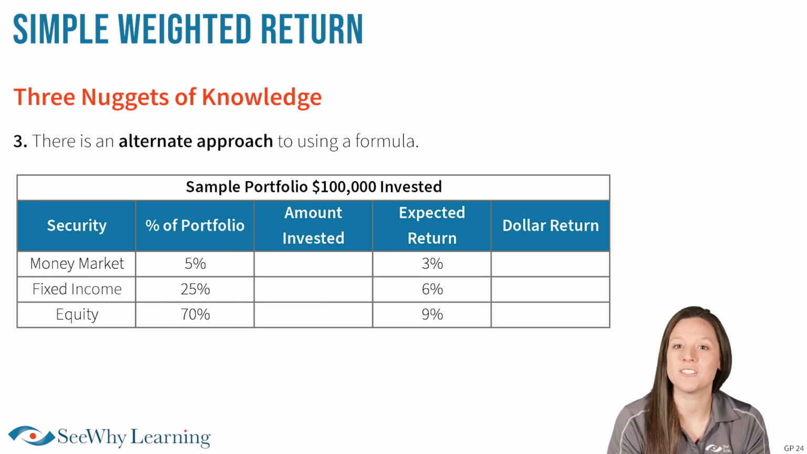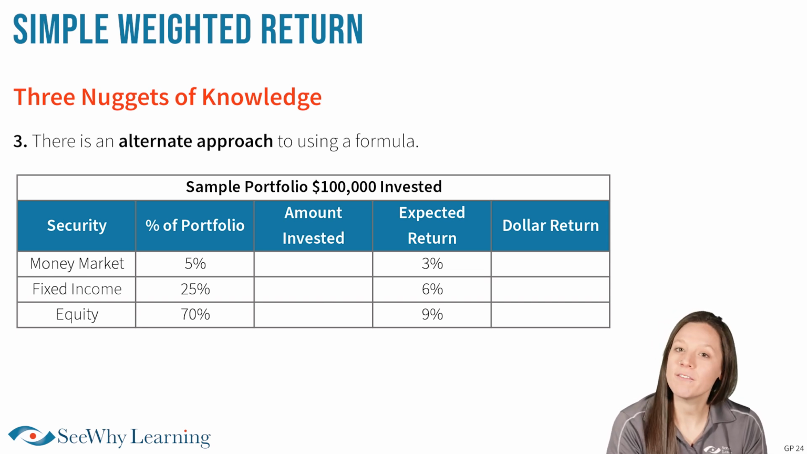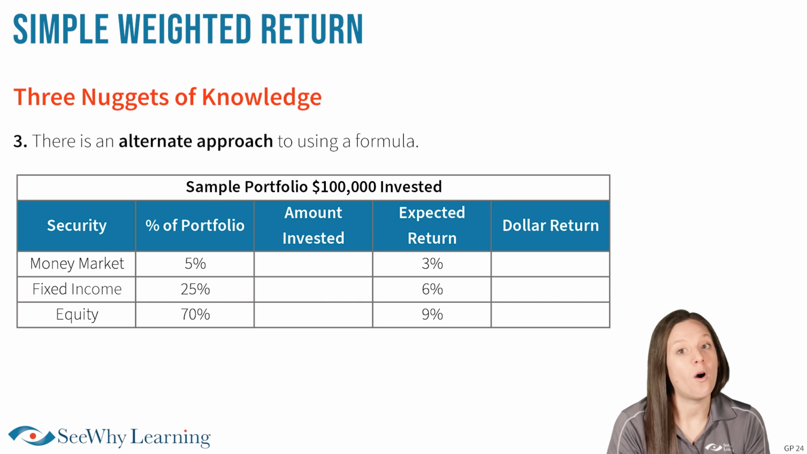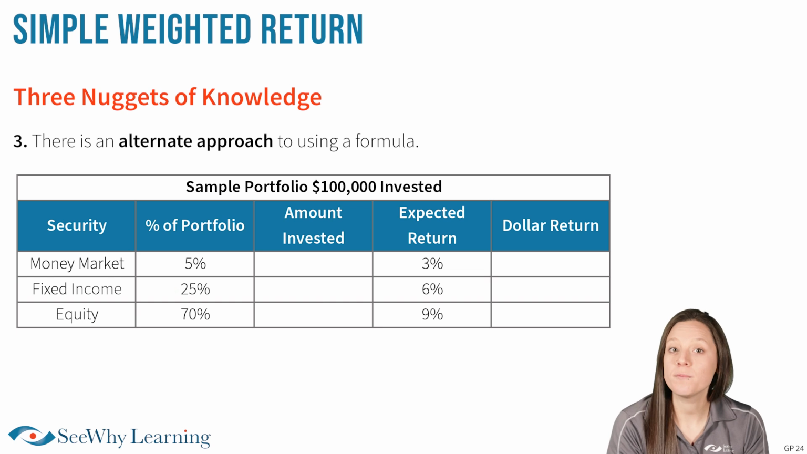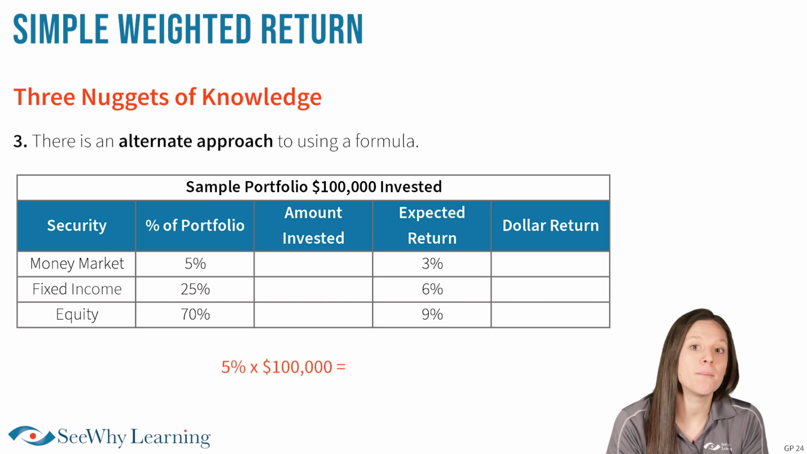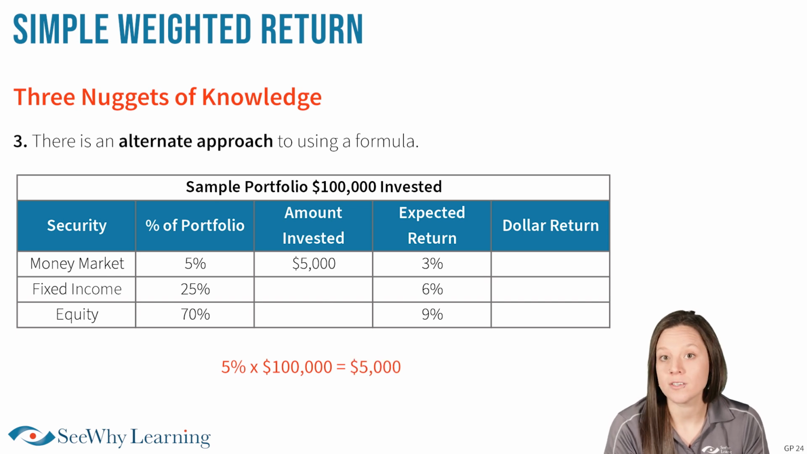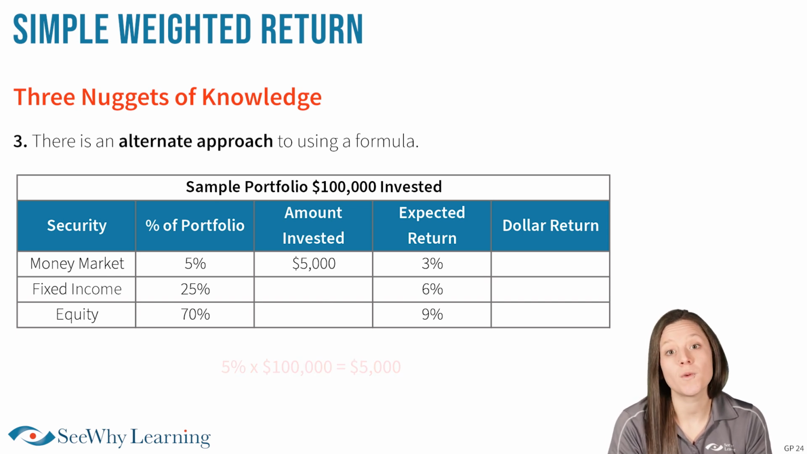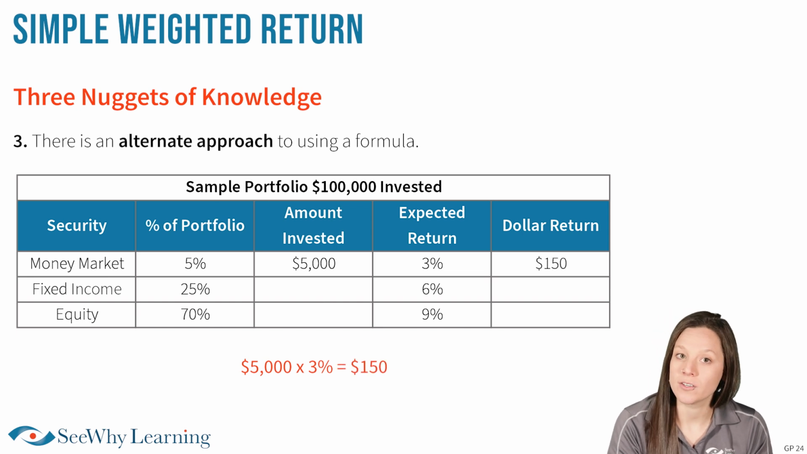Let's fill out this table together. We have 5% in cash, 25% in fixed income, and 70% in equity. Always add these up to make sure it equals 100%, so you know you haven't made a mistake. If 5% of the $100,000 is in cash, say money market mutual funds for example, that would equal $5,000. If the cash generates a 3% return per year, that would be $150.